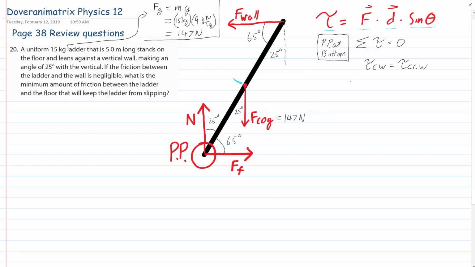So the clockwise is the torque caused by the ladder. The ladder's gravitational force. So I should have probably just done it slightly different. I should have probably done by the force of the cog. And that has to equal the torque caused by the force of the wall.